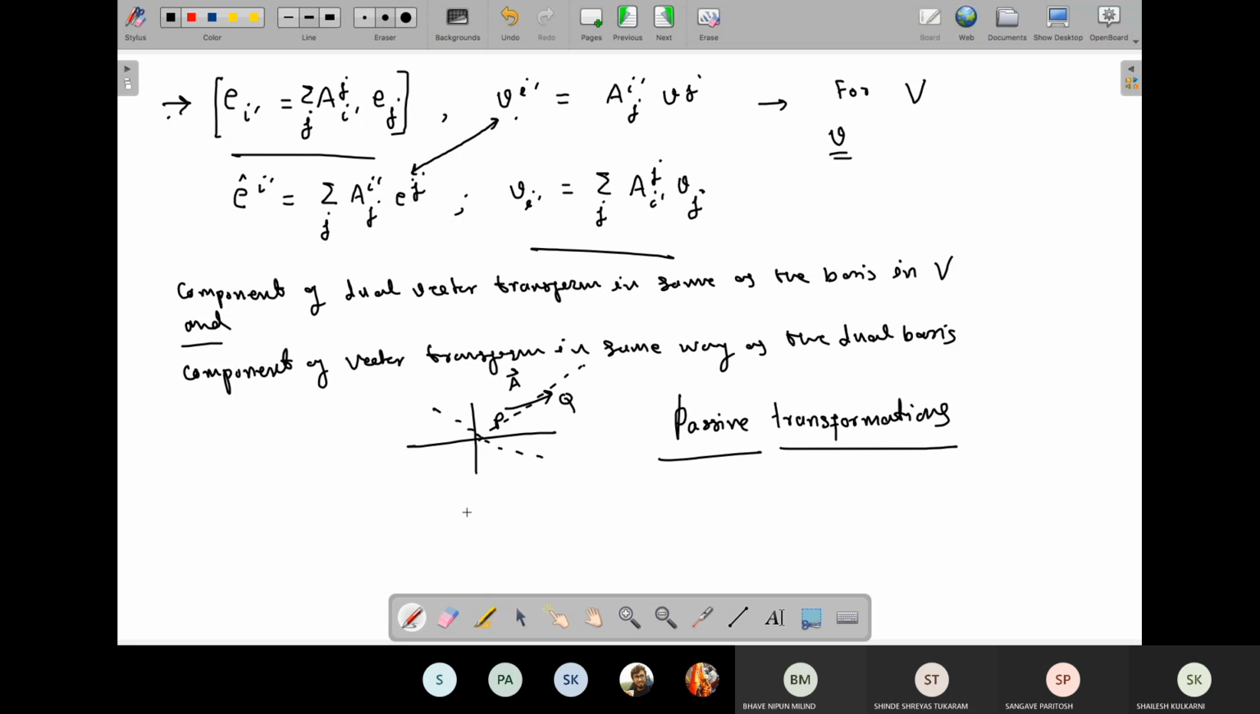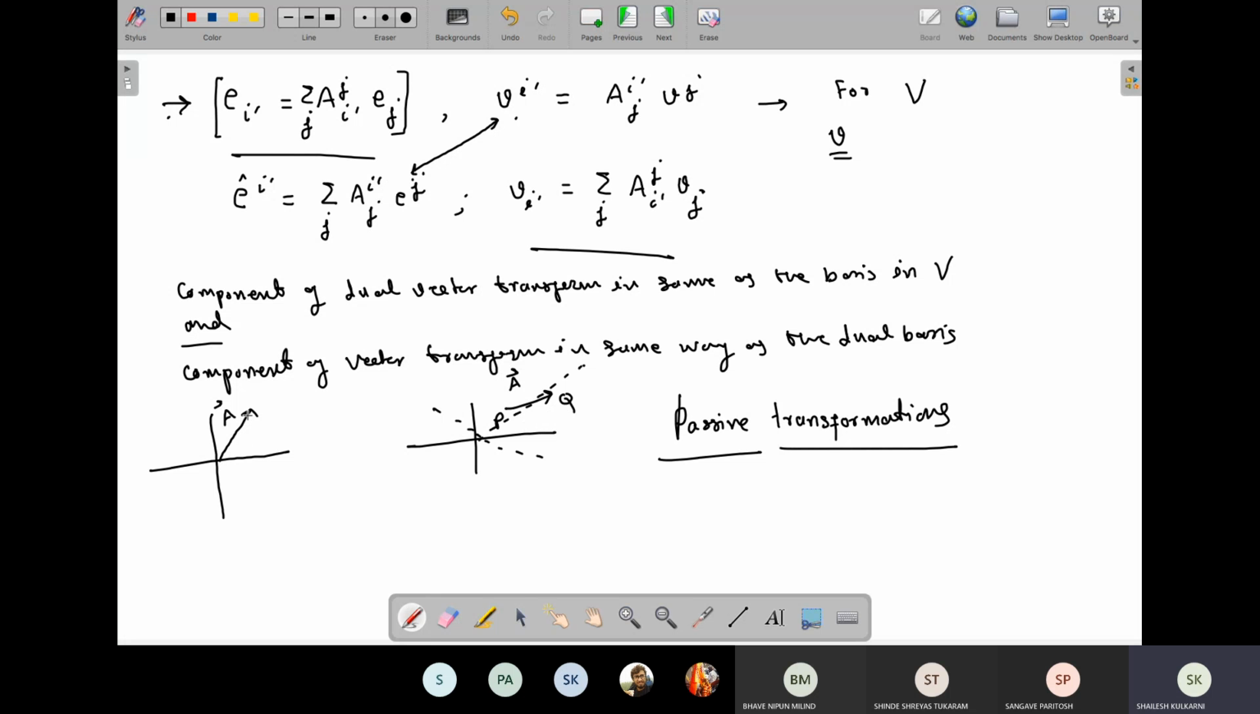Where I'm keeping my vector same and I'm changing my basis. But the same physical result, if you attach some physics to it, can be obtained by actually changing the vector. Suppose I have a vector A here. For simplicity, I am considering that vector originating from the origin. Anyway, you can take this vector, parallel transport it and attach it to the origin. That is not new to you.